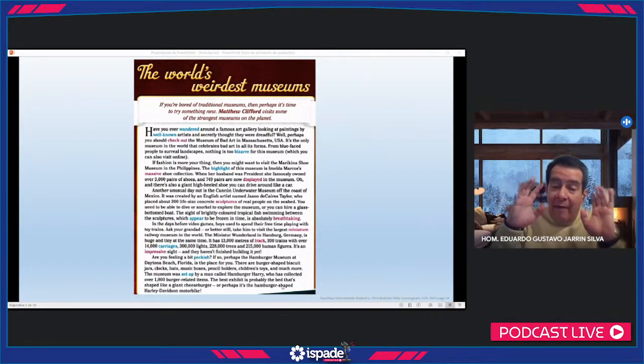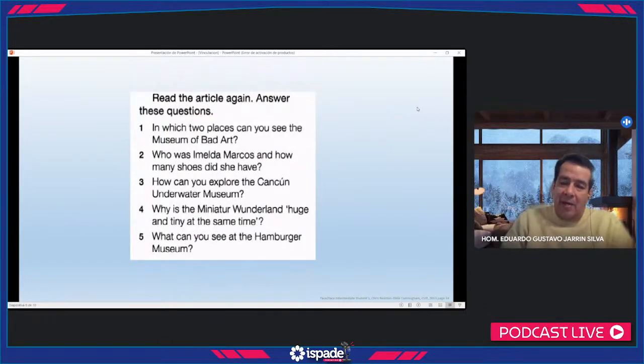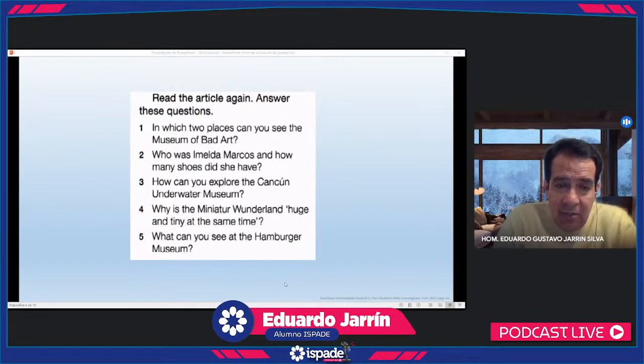So the moment that they have this gist understood, and they have it in their grasp, it is much easier to take the next step and go for details or specific information, depending on the task that they have to complete. So if we go into that, let's go with this. It says, read the article again, okay, and answer these questions. Oh, there are 5 questions here. It says, in which 2 places can you see the Museum of Bad Art?